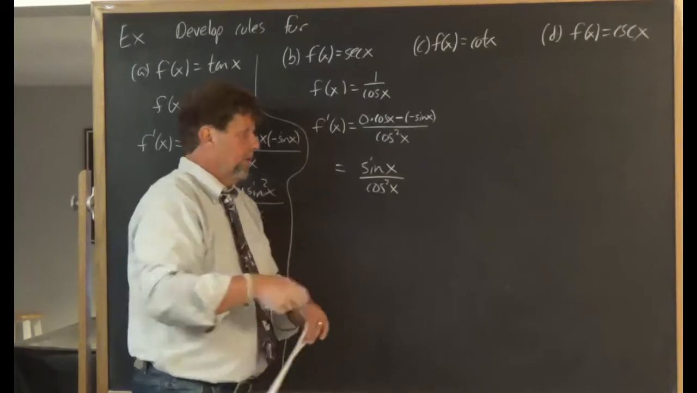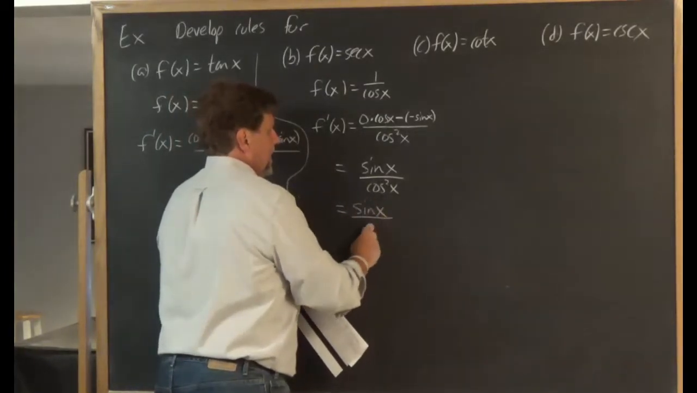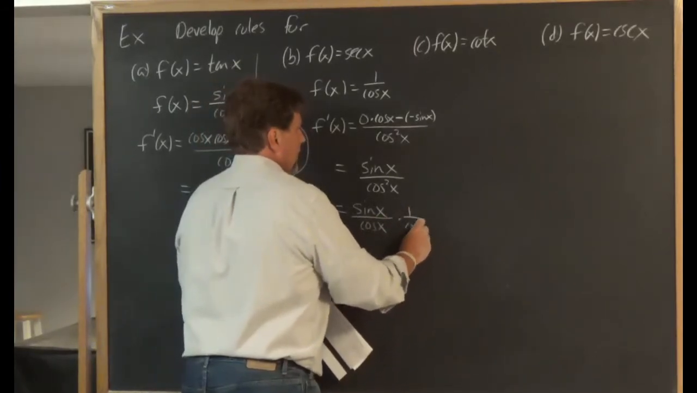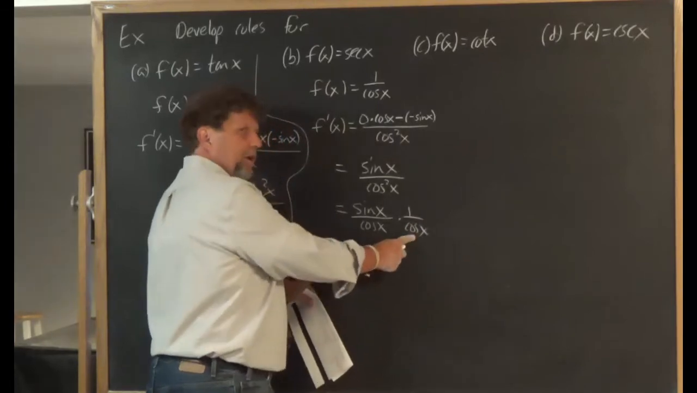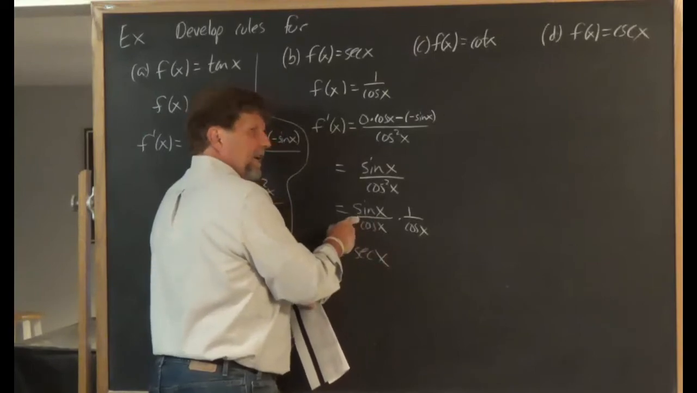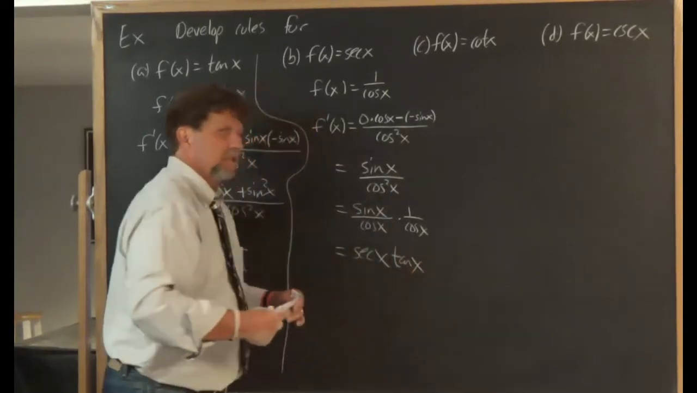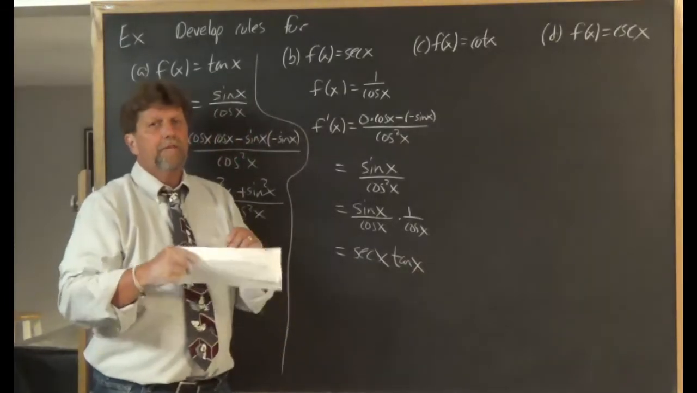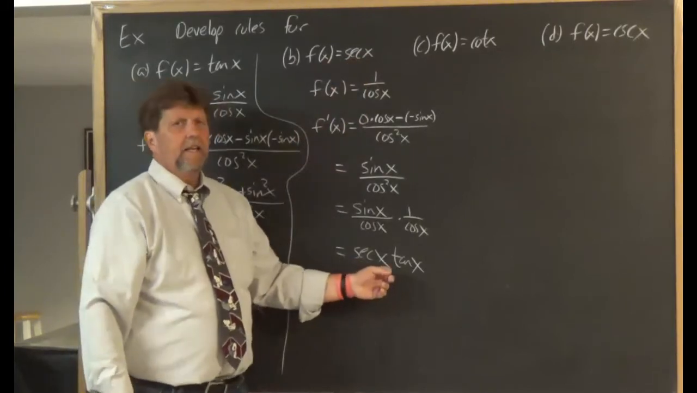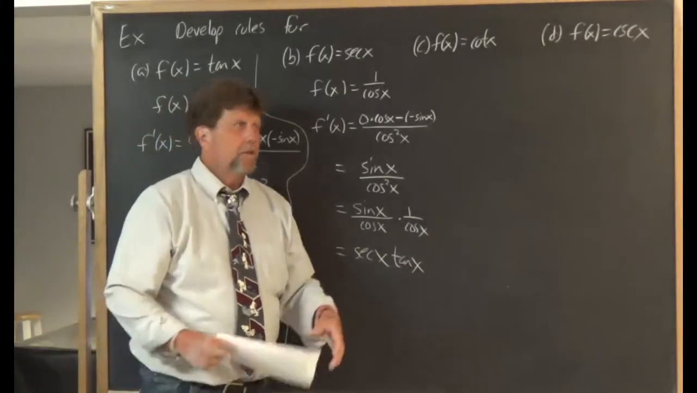But I'm going to go further because sine x over cosine squared x, I can think of that as sine x over cosine x times 1 over cosine x. Well, what's 1 over cosine x? That's secant x. What's sine over cosine? That's tangent. This is the rule for the derivative of secant. The derivative of secant is secant x tangent x. So look, we have derived 2. There's 2 to go.